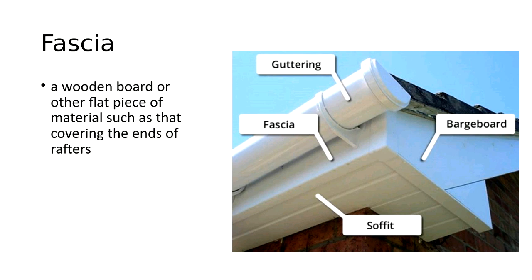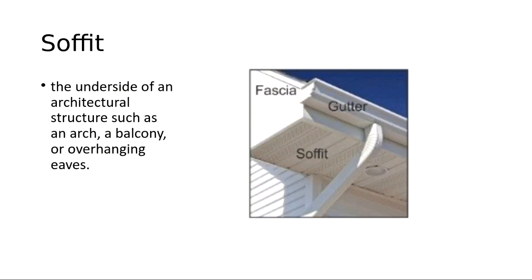Our next one is the fascia. So we already saw that. This whole thing is called the eave, and the fascia board is the part right at the front that you see, and it holds the gutter. And the soffit, again, is what's underneath. Here's our soffit, fascia, and gutter.